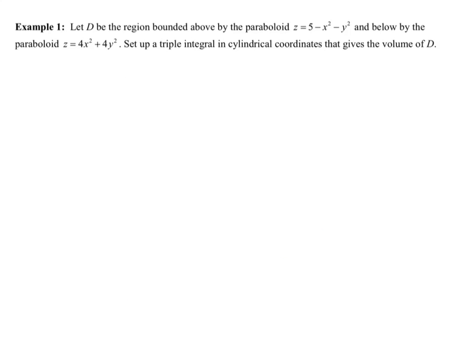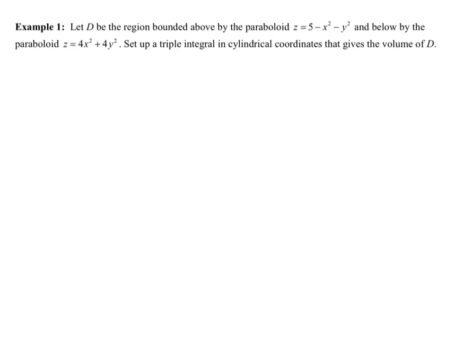Okay, let's look at a region that's bounded above by the paraboloid z equals 5 minus x squared minus y squared, and below by the paraboloid z equals 4x squared plus 4y squared. We want to set up a triple integral in cylindrical coordinates that will give the volume of D.